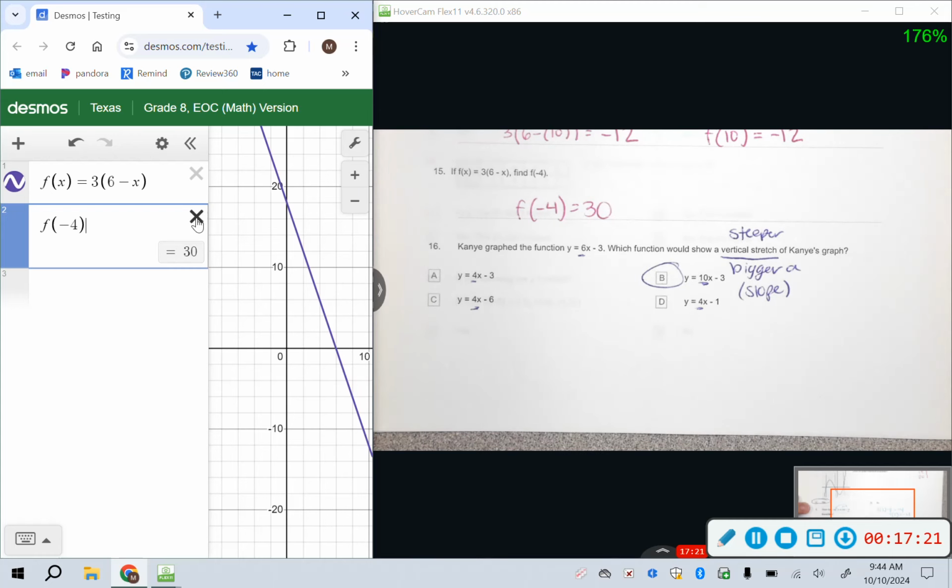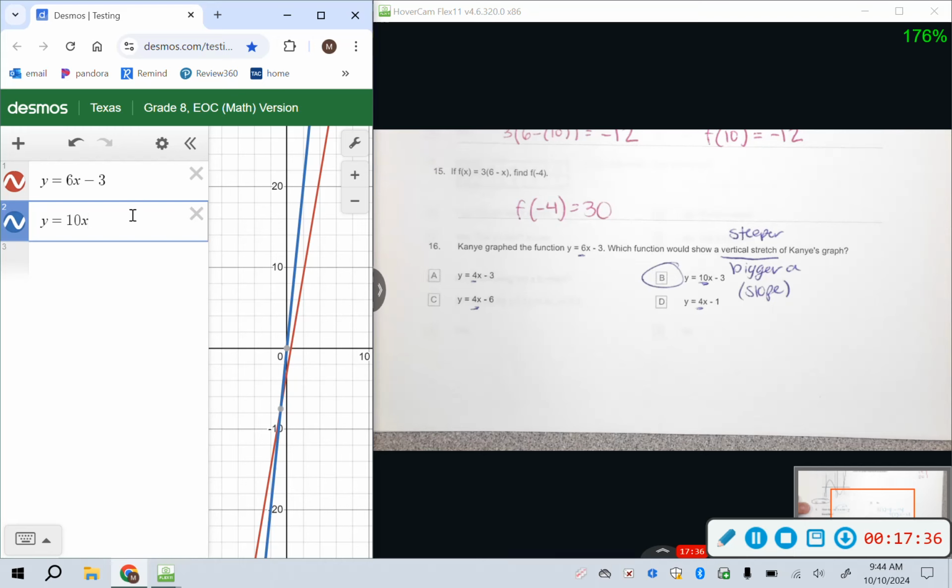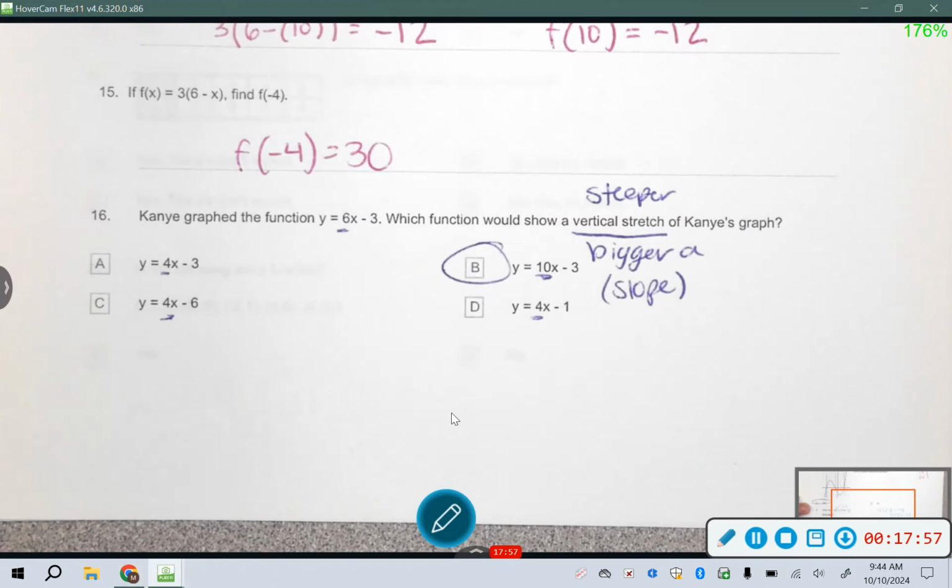I can also check this one in my calculator. It's hard to check your left, right, up, down in your calculator because they can look the same. But slopes we can definitely check. So 6x minus 3. There's my original line. And then if I type what I think my answer is, y equals 10x minus 3. Do you see how they have the same y-intercept? Because that didn't change, but it got steeper. My blue line is steeper. If I would have checked one of my other lines, 4, you see that's flatter. So I know that's not the answer because that would have been a vertical compression. Okay, so there's how you can check that one in your calculator.